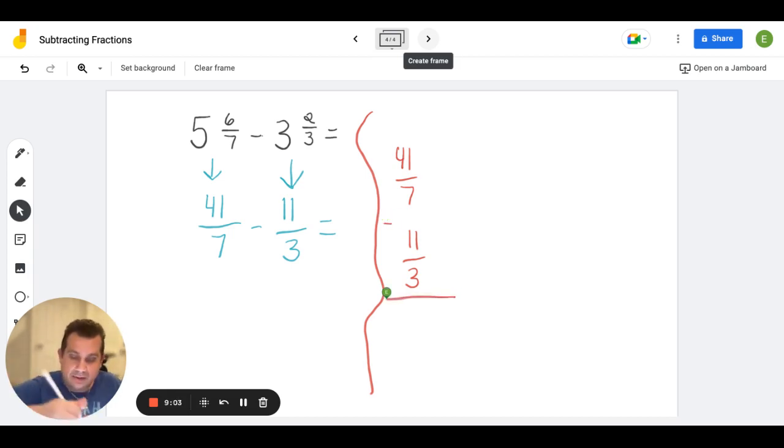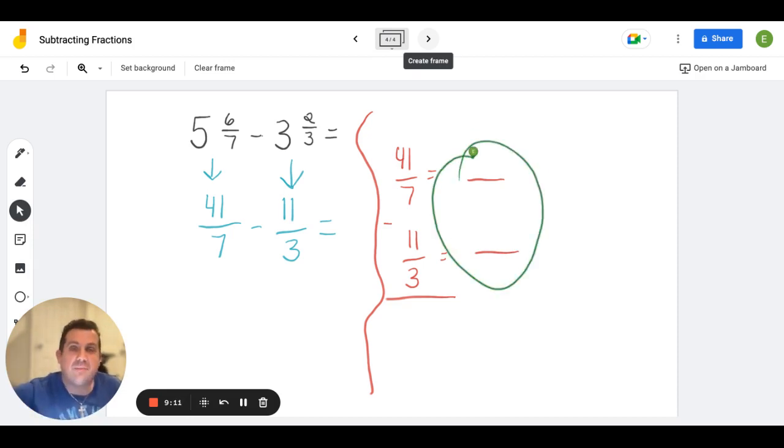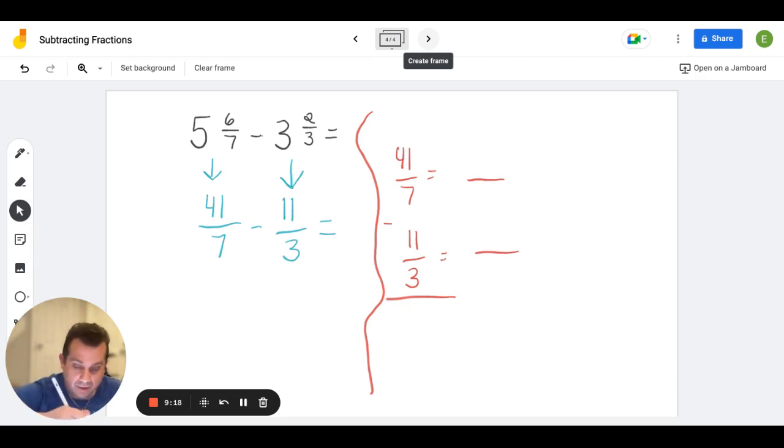All right. Well, I need a common denominator. Put my equal sign. Going to get myself set up. Right here, I'm setting myself up for my equivalent fractions. So 7 and 3. Well, I know 7 times 3 is 21, and I also know that 21 is also my least common denominator. So now 3 times what gives me 21? 3 times 7. So I have to do 11 times 7. So we have 77 over 21 on the bottom.